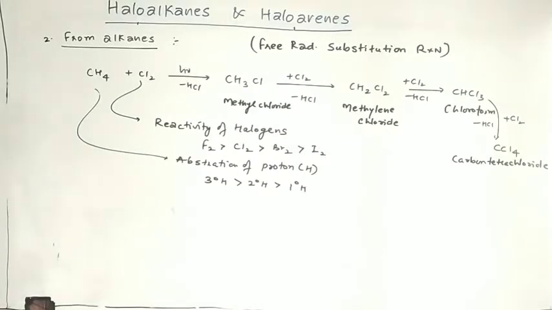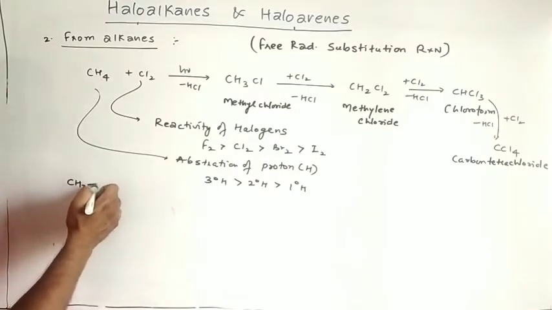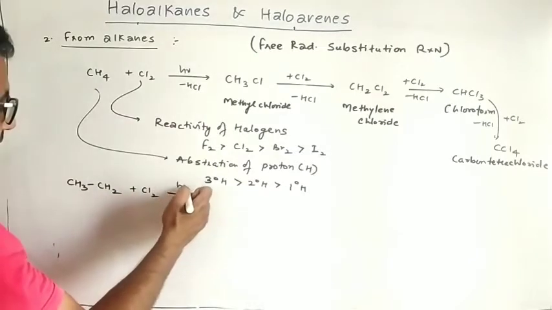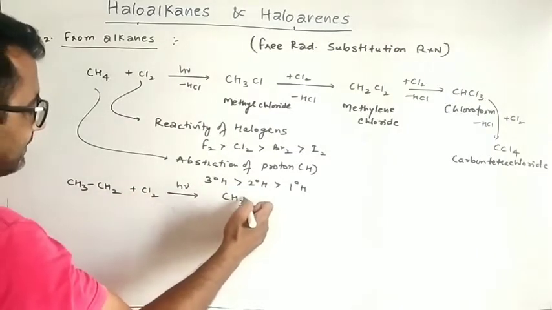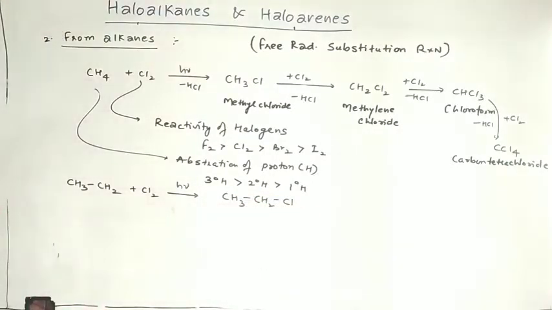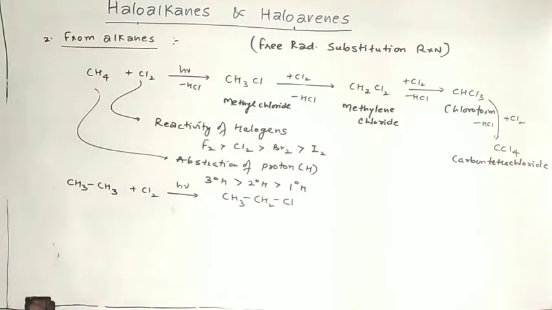Okay, so suppose we have ethane and we are adding Cl2 in the presence of light. It will give you ethyl chloride, because both the carbons are the same. Both the hydrogens are 1 degree.